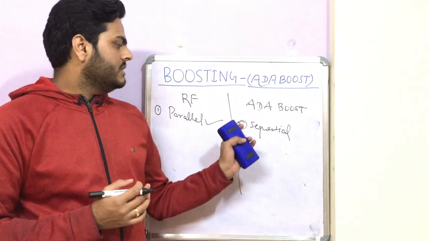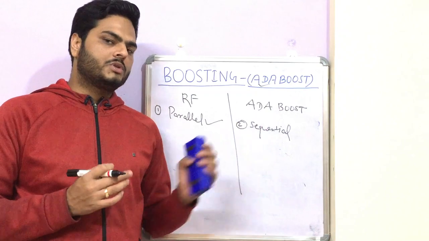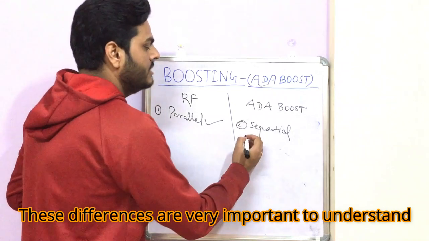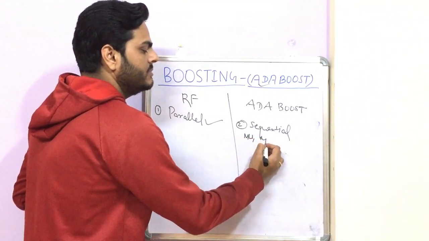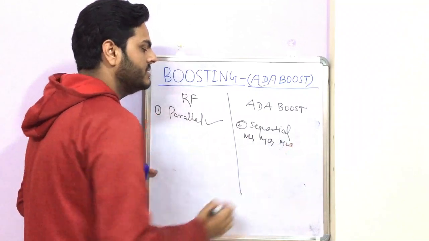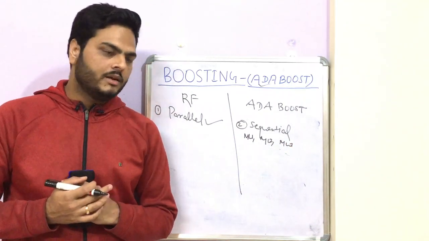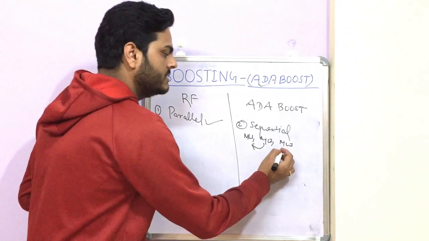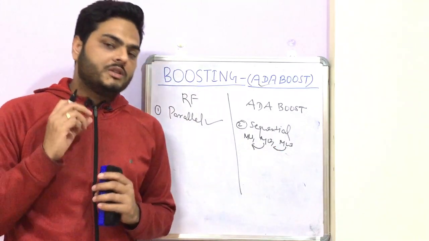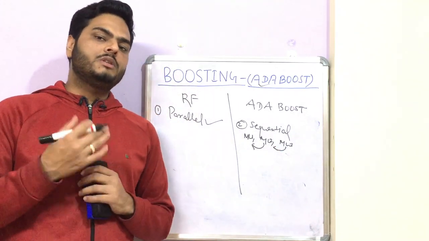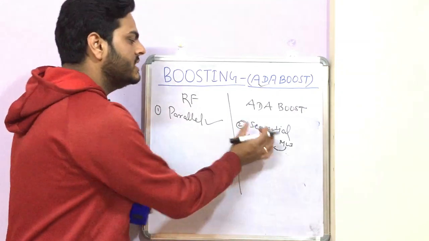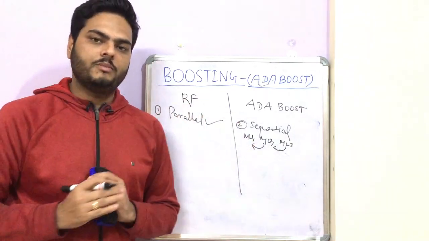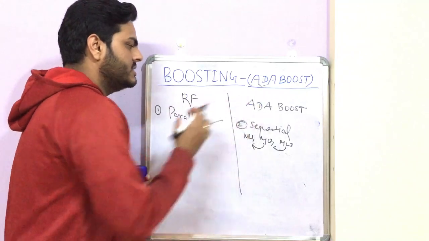On the other hand, in the sequential process which we follow in AdaBoost, one tree is dependent on the previous tree, which means if there are multiple models implemented, machine learning model 1, model 2, model 3, as a process of ensembling, then model 2 will depend on the output of model 1 and similarly model 3 will depend on the output of model 2. This process where all the models are dependent on the previous one is called sequential learning. This is one basic difference between the bagging family and the boosting family, or to be more specific, random forest and AdaBoost.